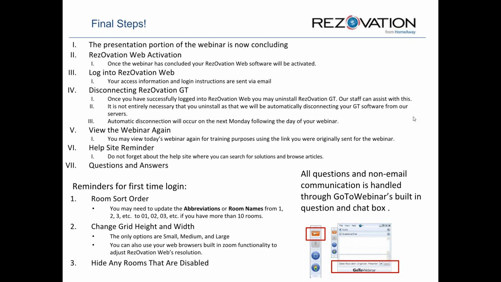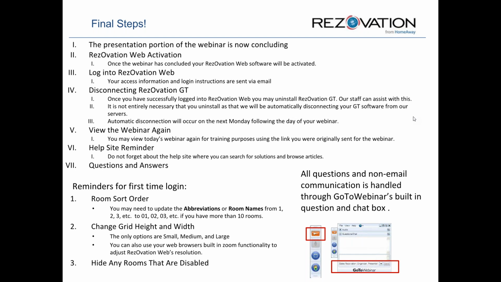The reason why that connection has to be broken is because over time, if you allow both Web and GT to be run concurrently, it raises the chance that database errors can occur, which isn't good for anybody. So we do give you a little bit of time in that safe window to make the transition, get everybody trained on Reservation Web, and just make yourself comfortable before we disconnect your GT service.